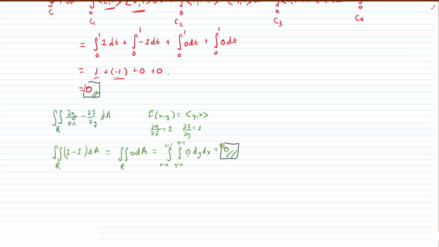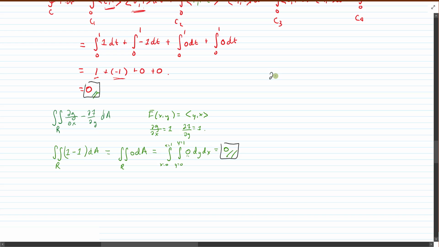Oh, I guess I should say one more thing. Notice that since partial g partial x minus partial f partial y is equal to 0, that tells us that partial g partial x is equal to partial f partial y. So that means that f, the original vector field, is conservative. Since f is conservative, another way to interpret that is f is irrotational.